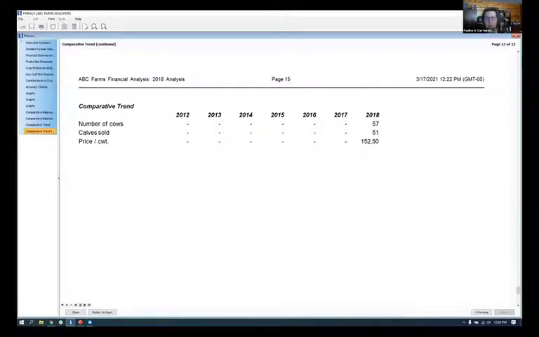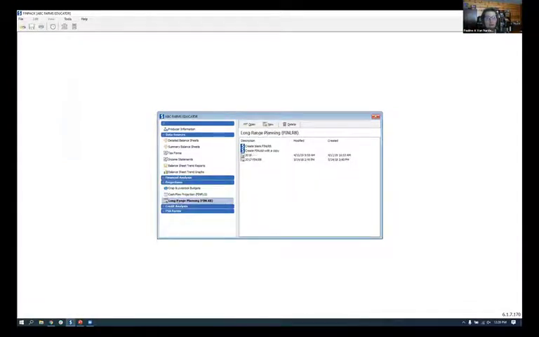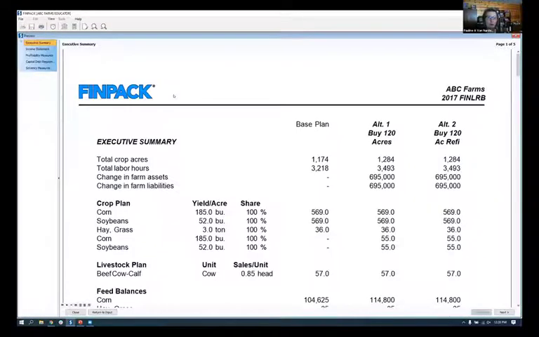So that's the past performance look within FinPack. And then as we go forward, you have the projection pieces. The FinLurb here, very quickly, we have a few different scenarios that we have built in, and you can see we've got building that basic plan and a few different options. When we do that, we're again basing this on a typical year.